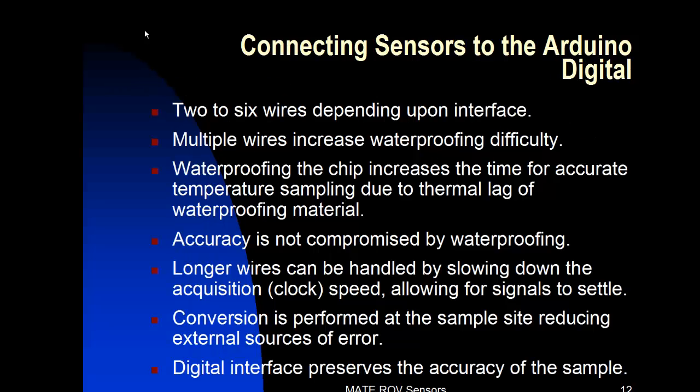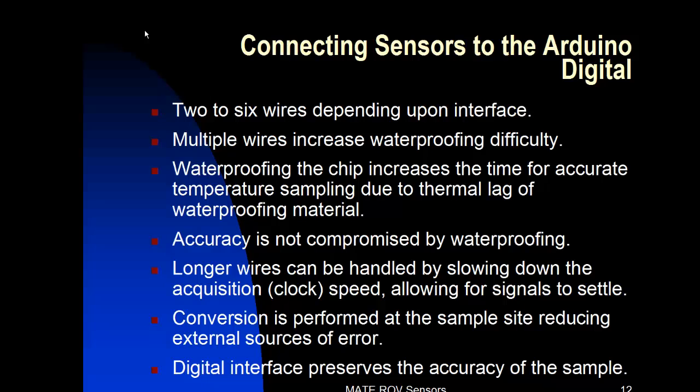Now if we connect digital sensors to the Arduino, we're going to need 2 to 6 wires depending on the type of interface. And with multiple wires, it always increases the waterproofing difficulty. And if you put too much waterproofing on the chip, it'll increase the time for accurate temperature measurement. So whatever waterproofing you put on there, you want to keep it as thin as possible. Make sure it will still cover and still insulate, but not provide a big thermal blob that has to warm up or cool down depending on what the case may be. I don't think you want an ROV sitting there for 5 minutes waiting for a temperature to stabilize.